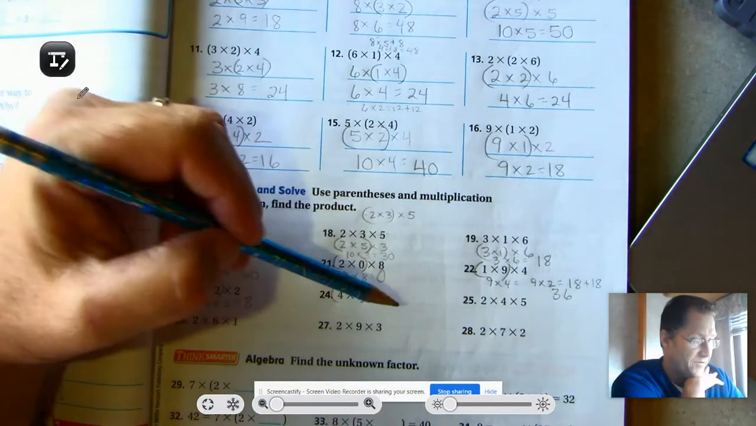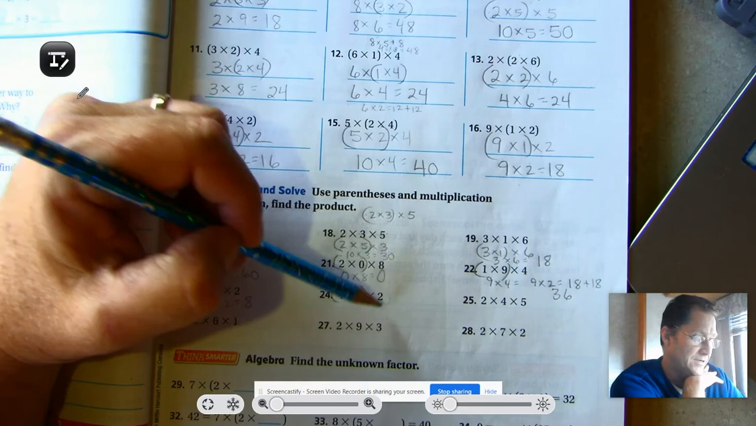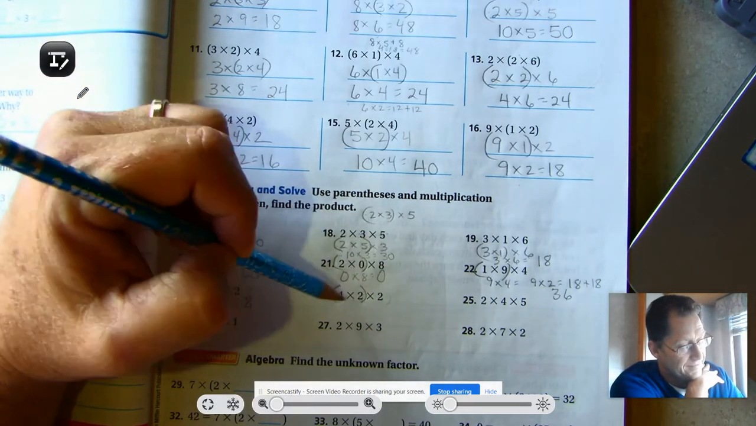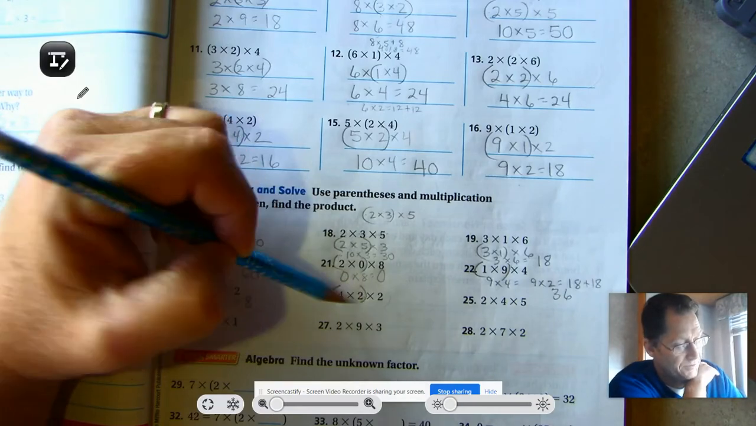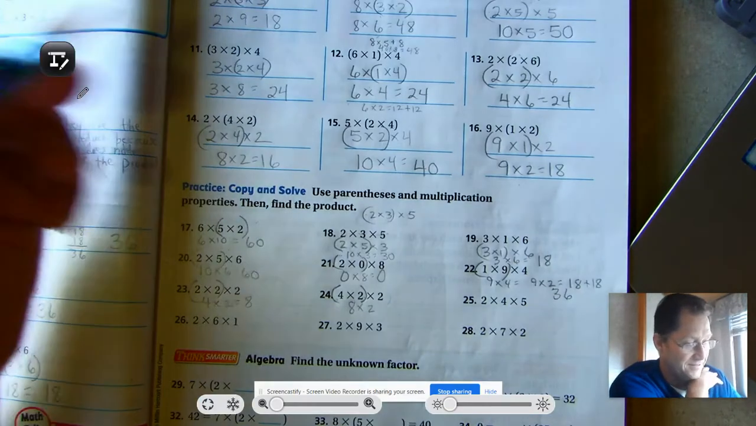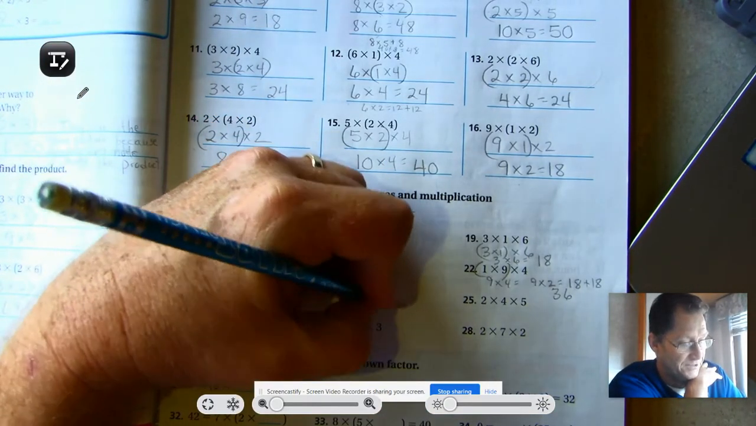Some of you might say, well, I'm going to multiply 2 times 2 first and then go 4 times 4. But I think going 4 times 2, which is 8, and then multiplying that by 2 is just as easy. And 8 times 2 is 2 sets of 8, which is 16.